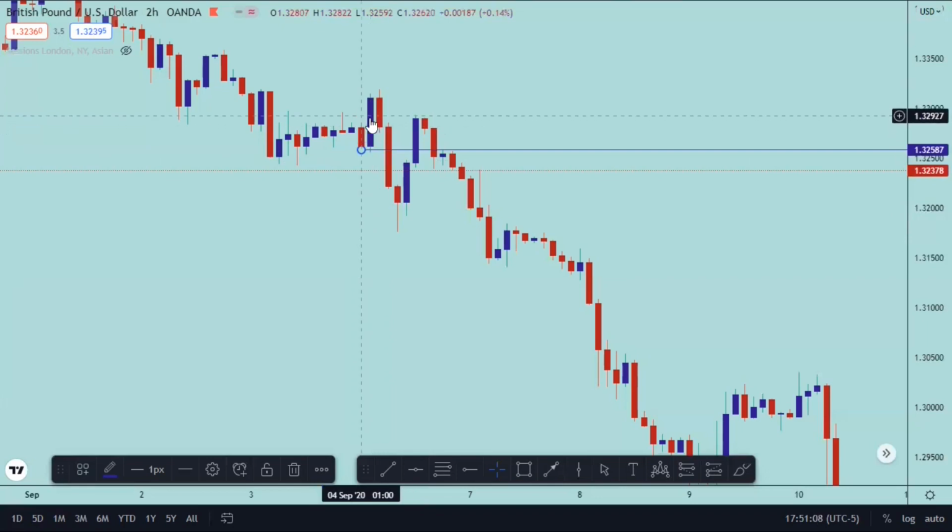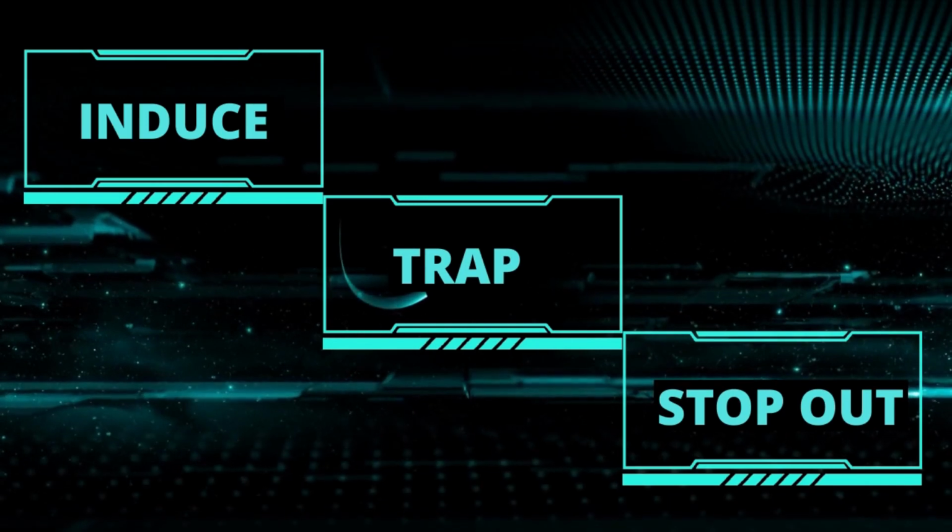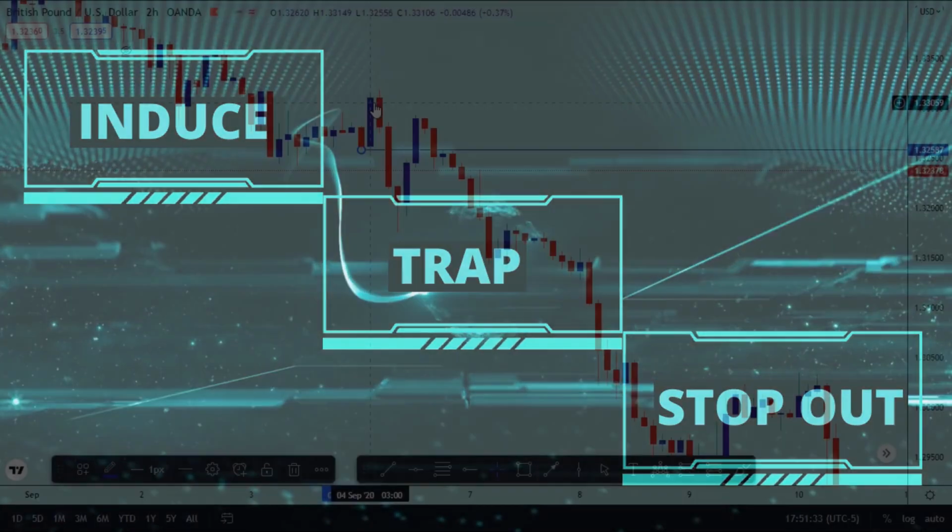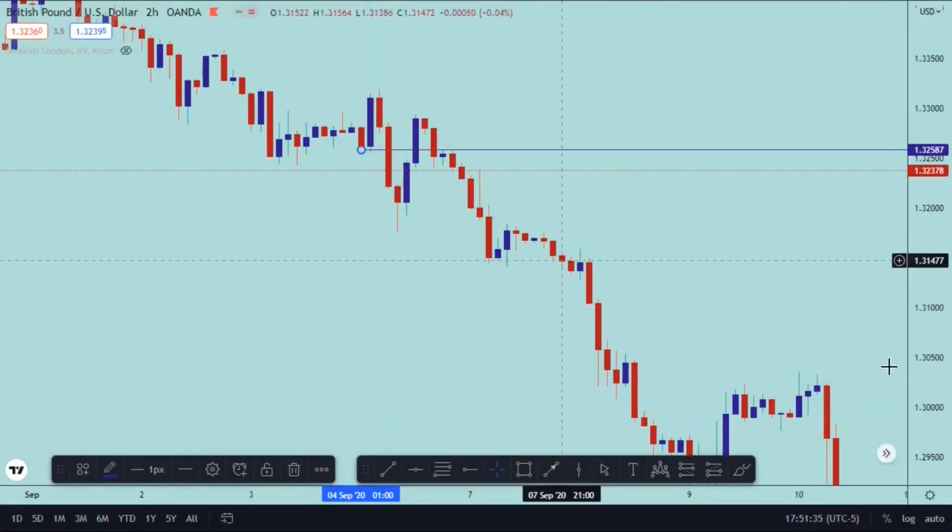Okay, so when they still have these positions in drawdown, they aren't really losing yet until they physically sell those contracts to someone else. So they can hold this as long as they can in order for them to come back and close any positions here, because they've successfully induced you and trapped you. Okay, and also the last objective for smart money is to stop you out. Now, when you're right about a trade, smart money will stop you out, because for them to make money, you have to be on the losing side.